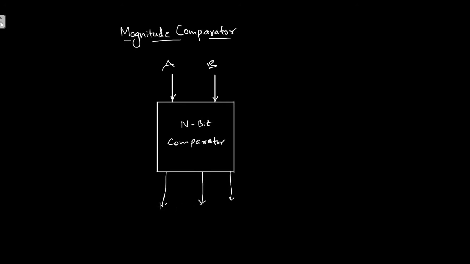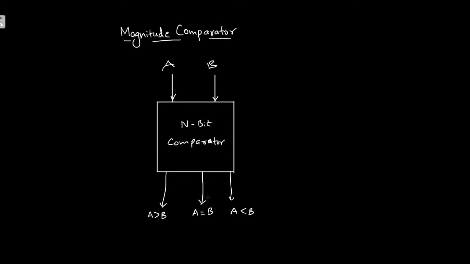Now in an n-bit comparator we generally compare A and B. So there are three possible outputs: A is greater than B, A is equal to B, and A is less than B. So this is simply an n-bit comparator.